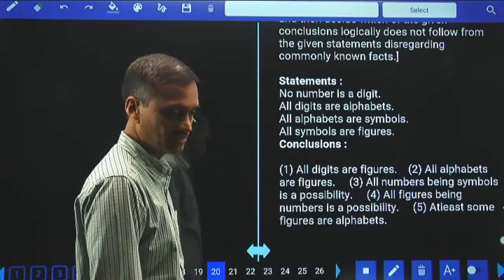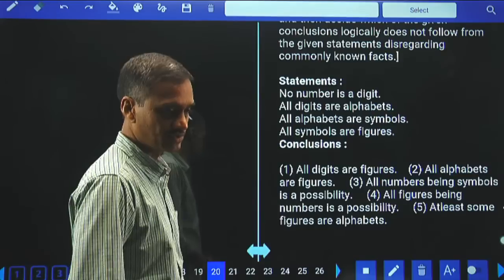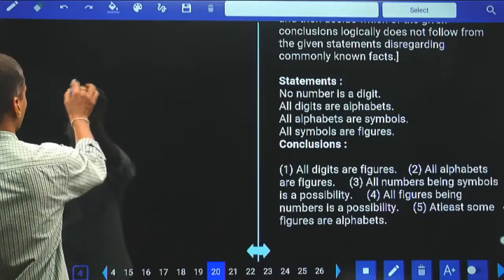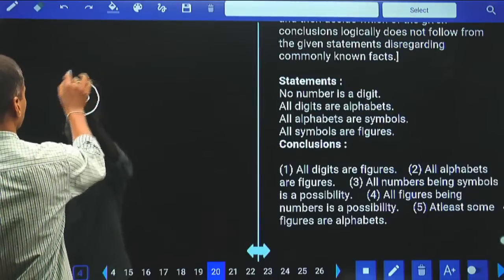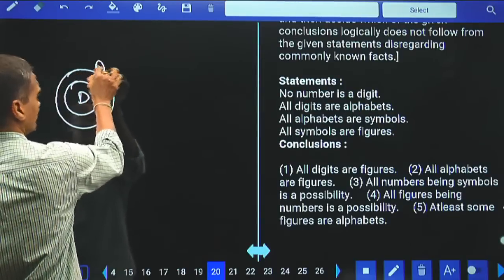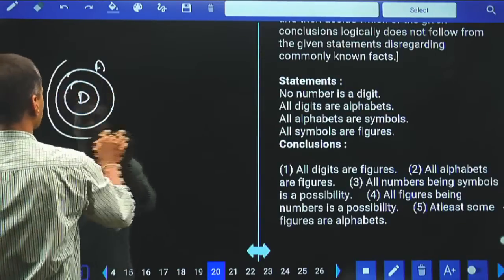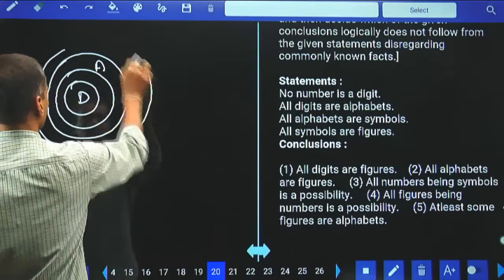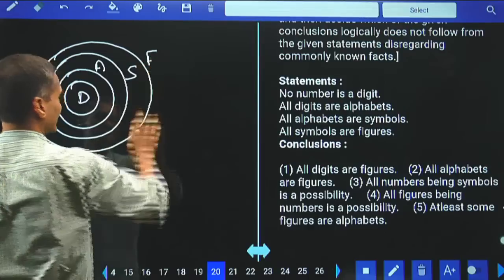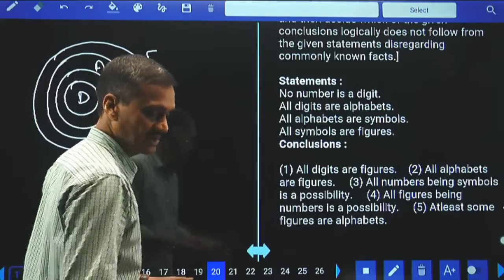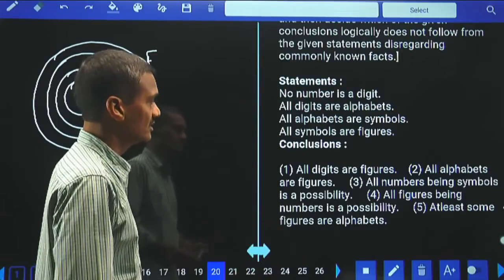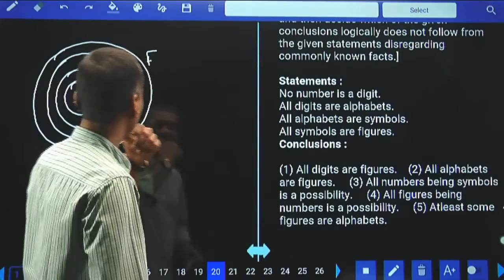Then coming to question number 20. Now in this question number 20, no number is a digit. All digits are alphabets, and all alphabets are symbols, and next one, all symbols are figures. Because this is the first time we are coming across does not follow, that is the reason why I am explaining each and every choice, rather than directly going for the answer here. And no number is a digit.